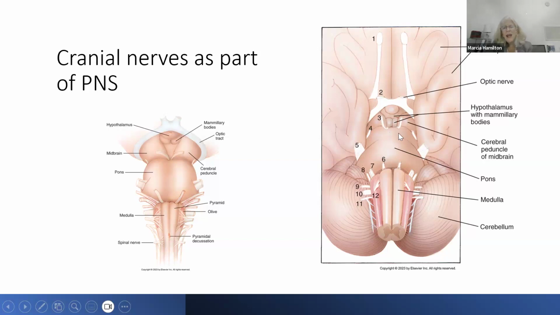And then we have cranial nerve number 5. Remember, it has 3 portions. And this is when I go to the dentist, I want to make sure that my cranial nerve is numb, my cranial nerve number 5, if I have to have a dental procedure.